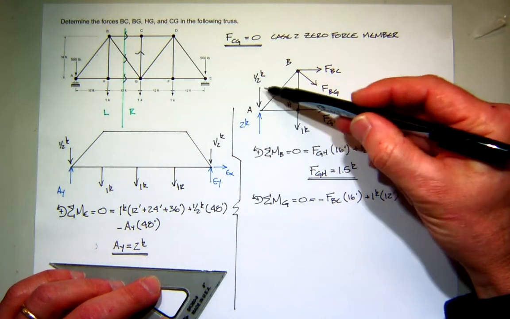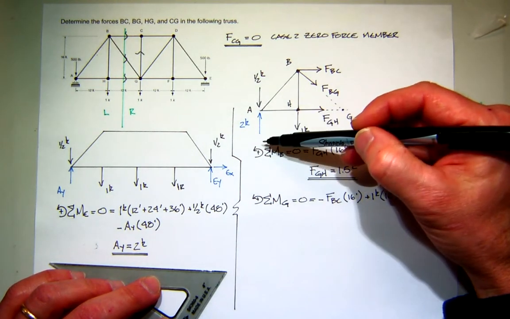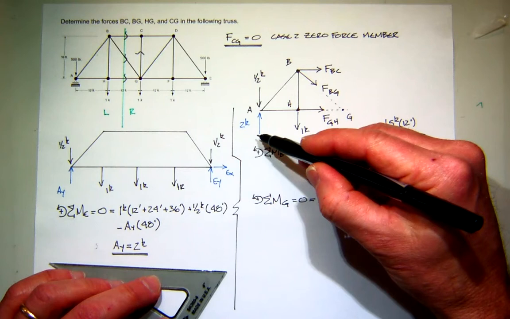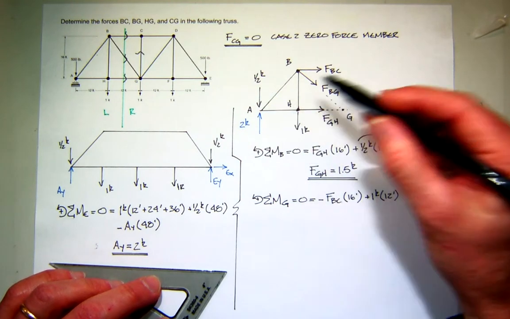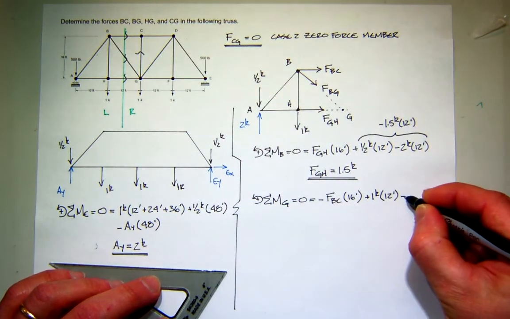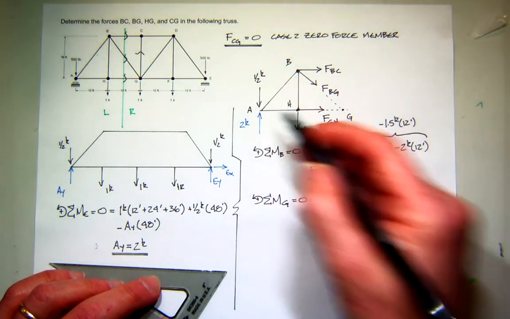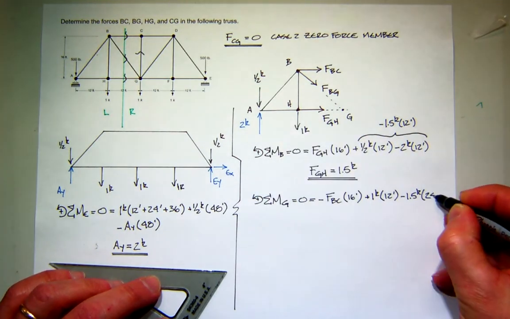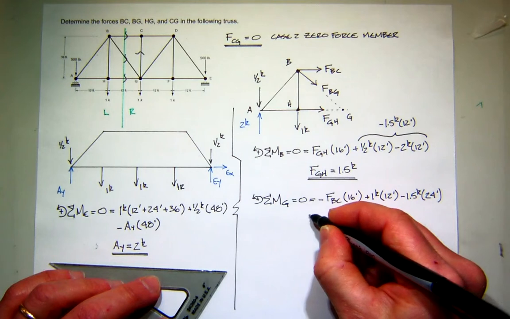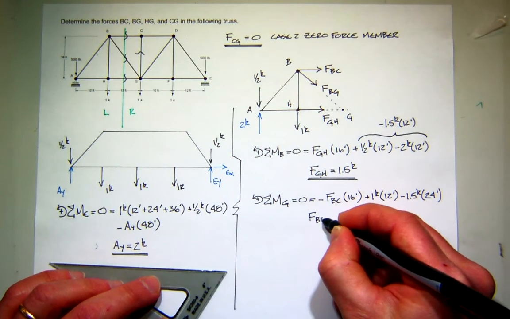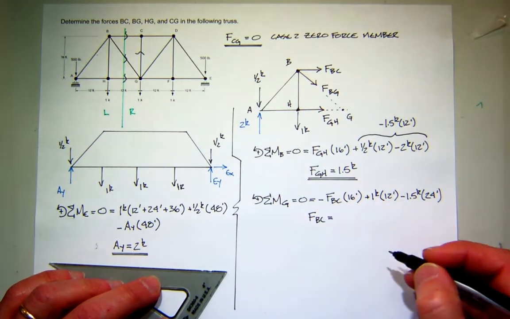Then I got my couple over here that I've dealt with before. So this time I'm going to say it's just 1.5 up. That creates negative, so I'll write 1.5. And what's the moment arm from G to A? 24. So what is the force BC? I think it's going to be negative, but you guys tell me.